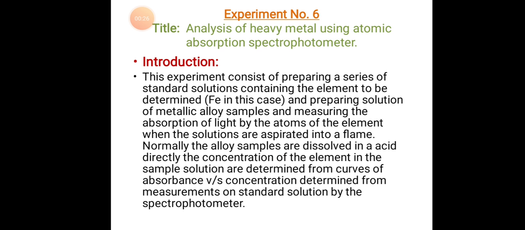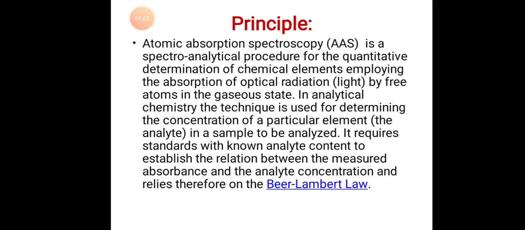Introduction. This experiment consists of preparing a series of standard solutions containing the element to be determined, iron in this case, and preparing solutions of metallic alloy samples and measuring the absorption of light by the atoms of the different elements when the solutions are aspirated into a flame. Normally, the alloy samples are dissolved in an acid directly. The concentration of the element in the sample solution is determined from curves of absorbance versus concentration determined by measurements on standard solutions by the spectrophotometer.